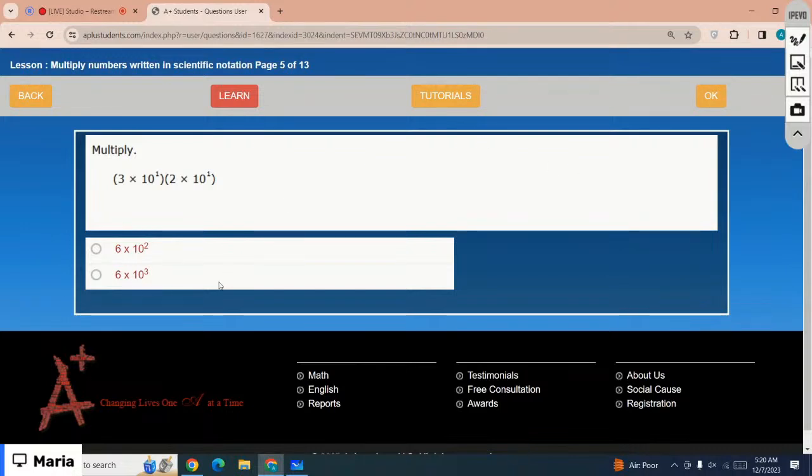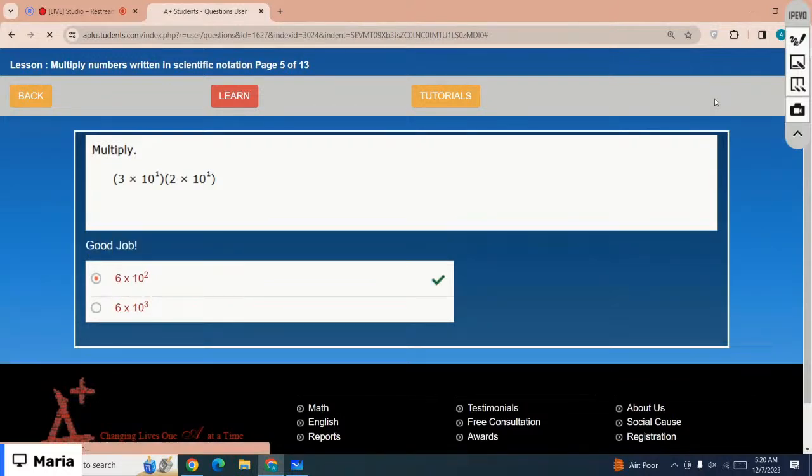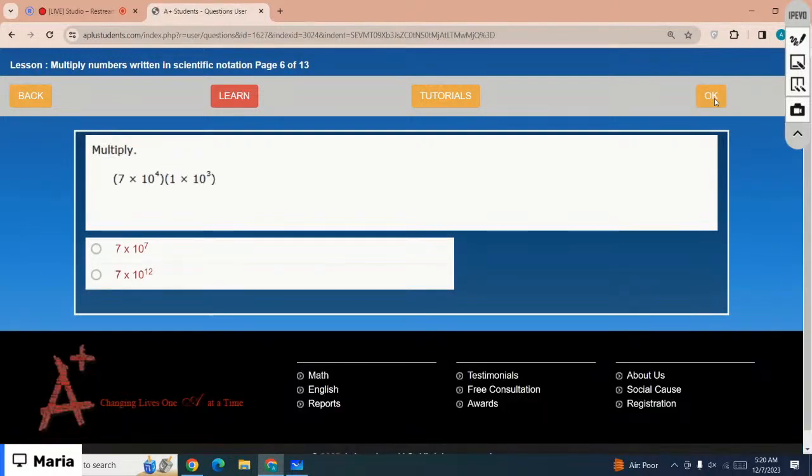Yes, option number 1 is the correct option, right? That is 6 times 10 exponent 2 is the correct option. So multiplying the numbers written in scientific notation is very easy, right? Okay, 7 times 10 exponent 4 and 1 times 10 exponent 3. So which is the correct option?